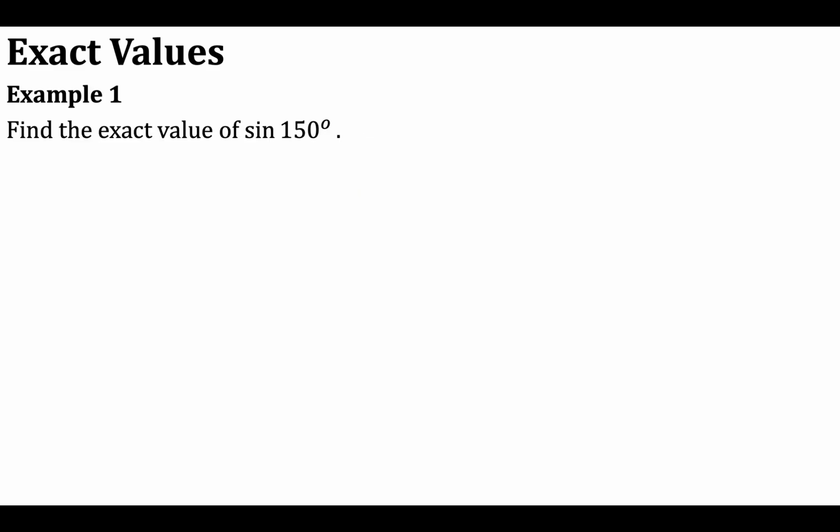So example 1. We want to find the exact value of sine 150 degrees. Now, you might realise that all of the exact values we did were 0, 90, 180, 270 and 360, and then we put in 30, 45 and 60 into the mix. So you can see here that 150 isn't in any of those values that I have just mentioned. So let's look at a solution to this.